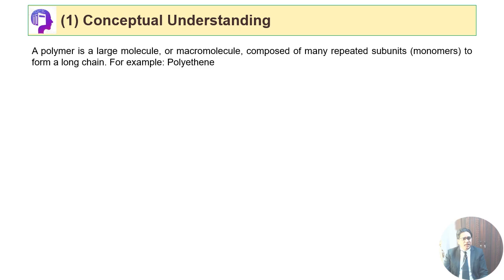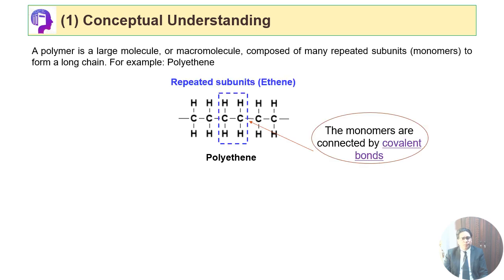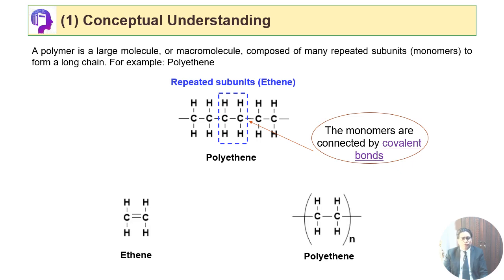A polymer is a large molecule made up of many repeating subunits called monomers. These monomers join together to form a long chain structure. For example, polyethylene is a polymer. The repeating unit of polyethylene is ethene, which is connected with covalent bonds. As we know, ethene is an organic compound and it can be converted to polyethylene in the presence of a catalyst.